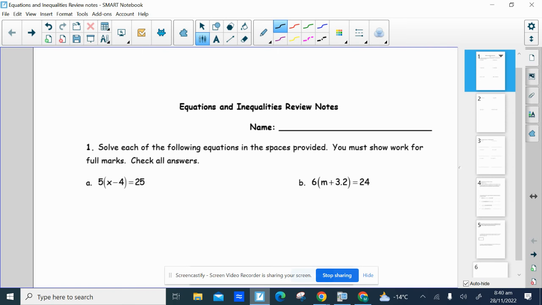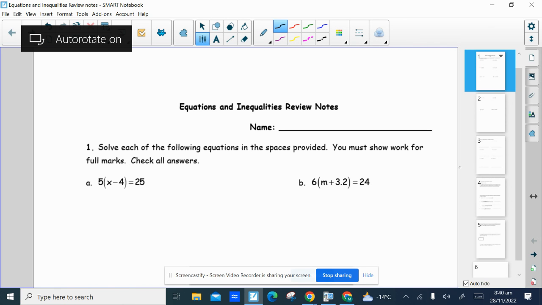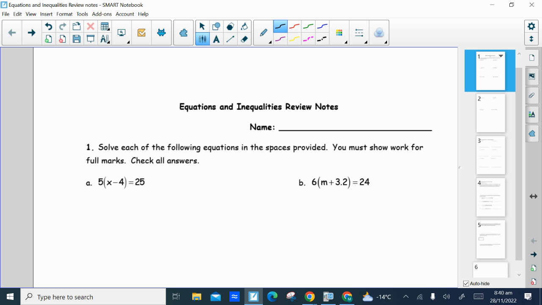Okay, so we're going to start reviewing for this chapter on equations and inequalities. We'll start this today. We'll finish it off tomorrow. Also, tomorrow we'll go through the 2 quizzes you guys wrote in this chapter. And then your test is Wednesday.